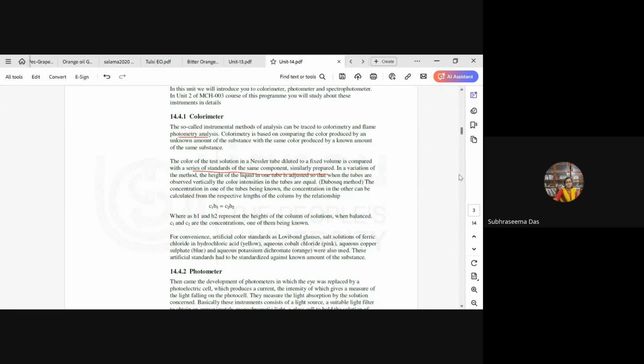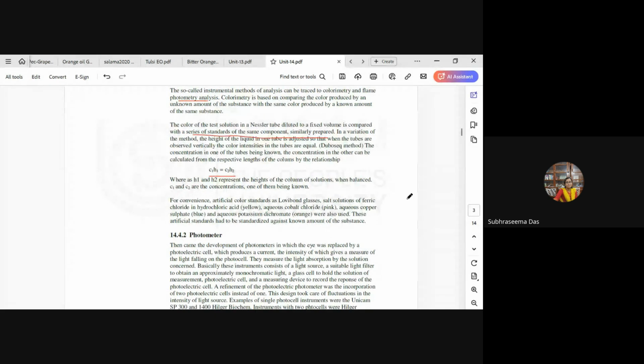That is what we call the Dubosq method, and this is given by the relationship C1H1 equals C2H2, where H1 and H2 are the heights of the test tubes, and C1 and C2 are the concentrations, one of them being known and the other unknown. This is how artificial color standards have been chosen, such as Lovibond glasses and salt solutions of ferric chloride. These are all the standardized solutions which we consider.